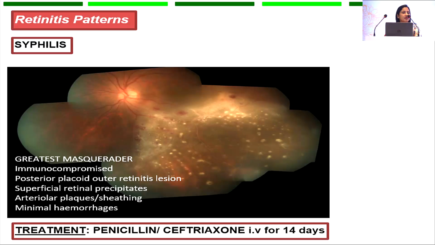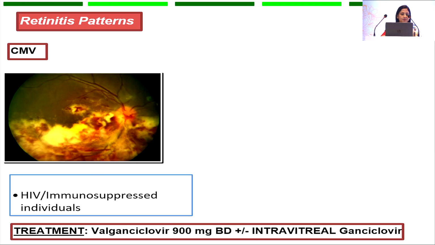Syphilis being the biggest masquerader in the eye, anything in the eye can be syphilis. So whenever dealing with uveitis of any kind, always get a VDRL or a TPHA done before just progressing with oral steroids or immunosuppression. And the treatment of syphilis is actually very simple. The disease just melts down with benzathine penicillin, or with ceftriaxone in case of any hypersensitivity to penicillin.